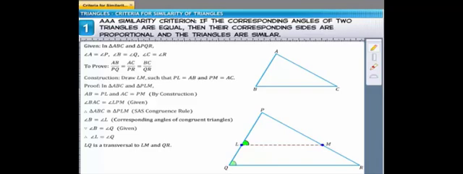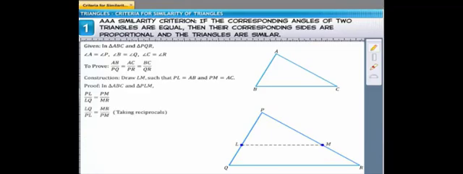Since angles L and Q form a pair of corresponding angles that are congruent, LM is parallel to QR. Next, let's consider sides PL and LQ and sides PM and MR. By the basic proportionality theorem, PL upon LQ is equal to PM upon MR. That means these sides are proportional.